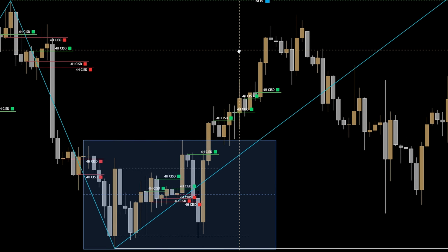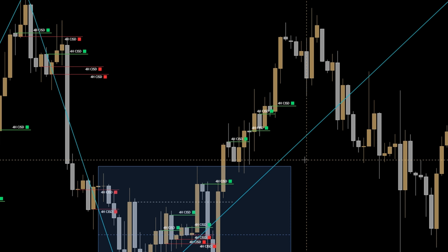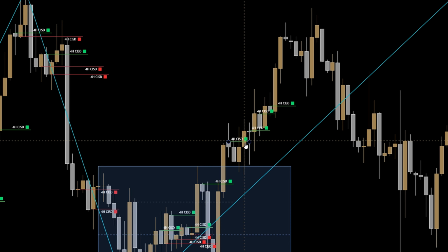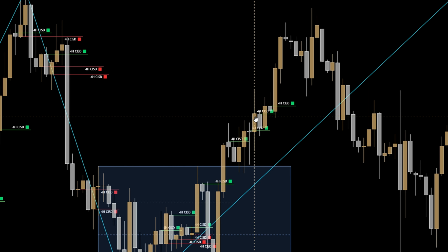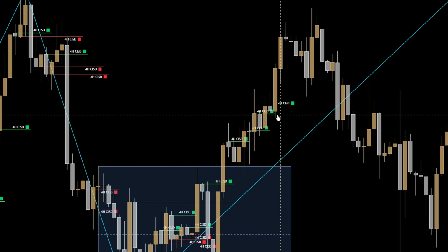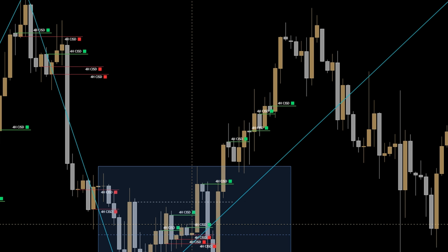I know it's annoying drawing all these little sections here, but again, do we have any up close candles that are getting closed below? No. No. Up close candle, does it get closed below? No. Up close candles, do they get closed below? Not yet.